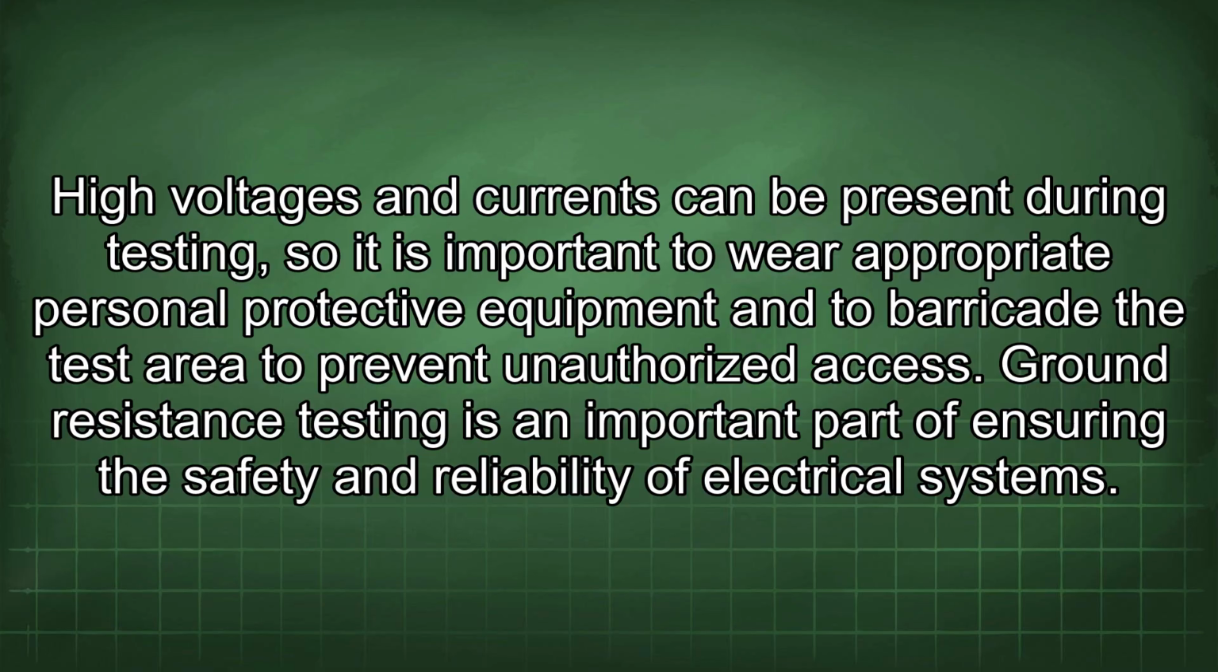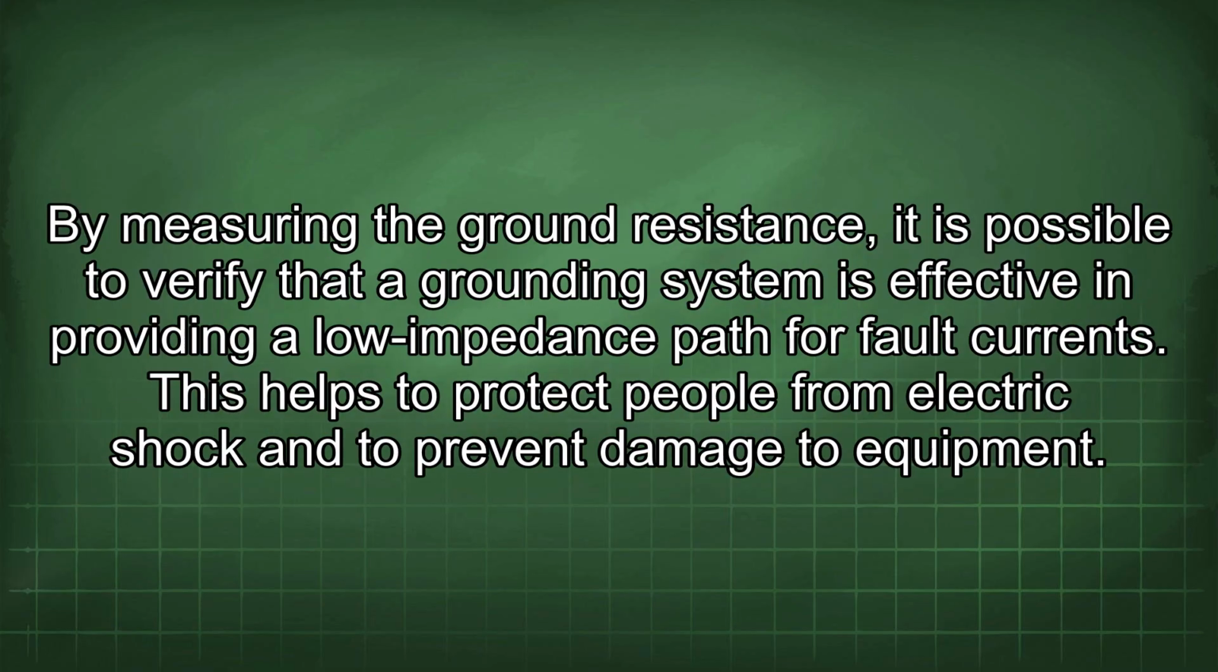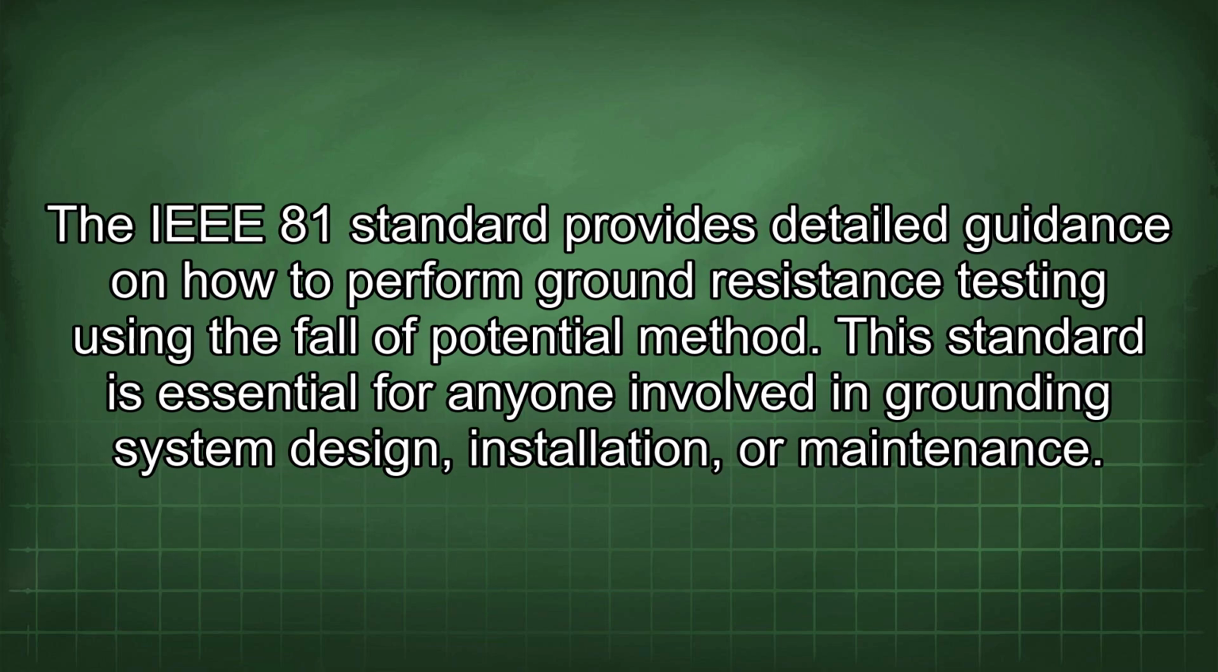Ground resistance testing is an important part of ensuring the safety and reliability of electrical systems. By measuring the ground resistance, it is possible to verify that the grounding system is effective in providing a low impedance path for fault currents. This helps to protect people from electric shock and to prevent damage to equipment. The IEEE 81 standard provides detailed guidance on how to perform ground resistance testing using the fall-off potential method. This standard is essential for anyone involved in grounding system design, installation, or maintenance.